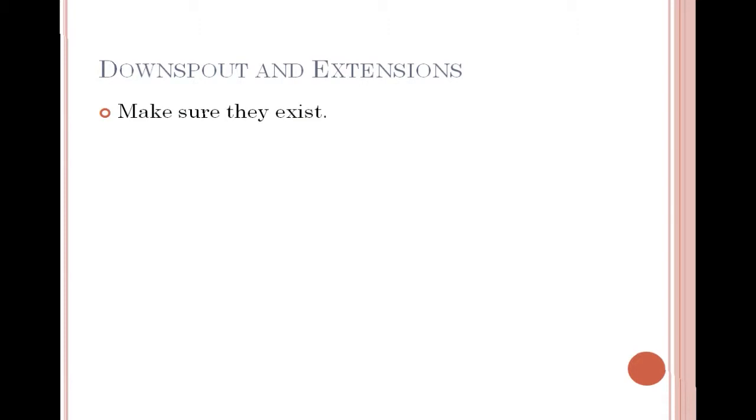Downspouts and extensions. I already mentioned this earlier. Make sure they exist. Everybody likes to take them off. If they don't exist, they're not doing you any good. You want them there.